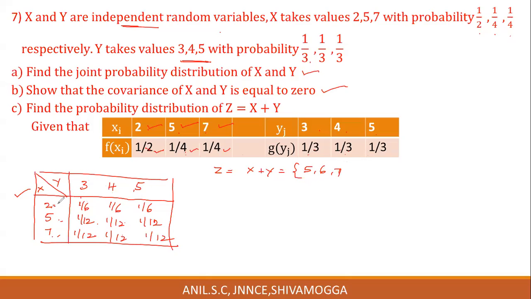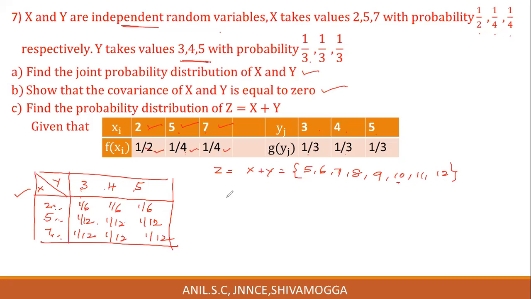2 plus 3, 5. 2 plus 4, 6. 2 plus 5, 7. 5 plus 3, 8. 5 plus 4, 9. 5 plus 5, 10. 7 plus 3, 10. 10 is already there, we need not consider it again. 7 plus 4, 11. 7 plus 5, 12.